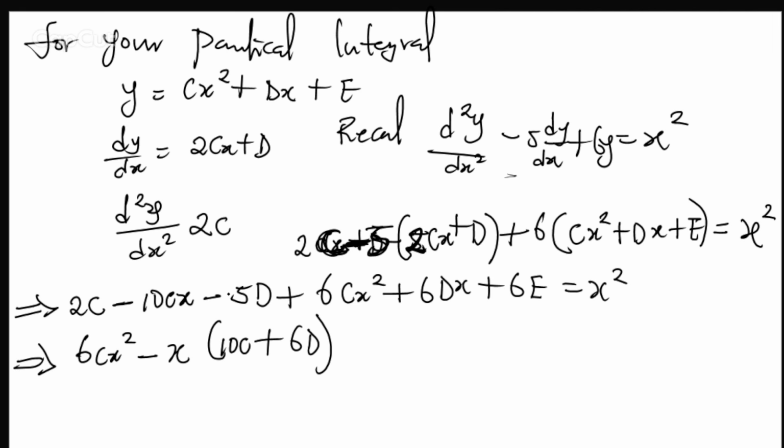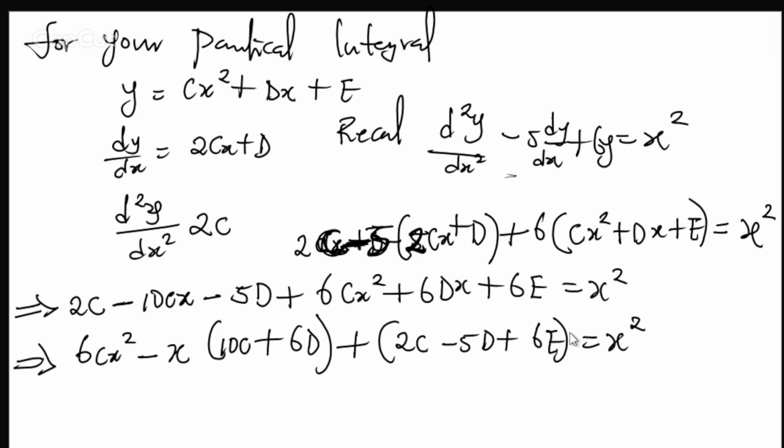Now what are we left with? We are now left with the remaining values, which are 2c, 6e and 5d. So this will be plus 2c minus 5d plus 6e, and this will be equal to x squared. Are we done? No, we are not done.